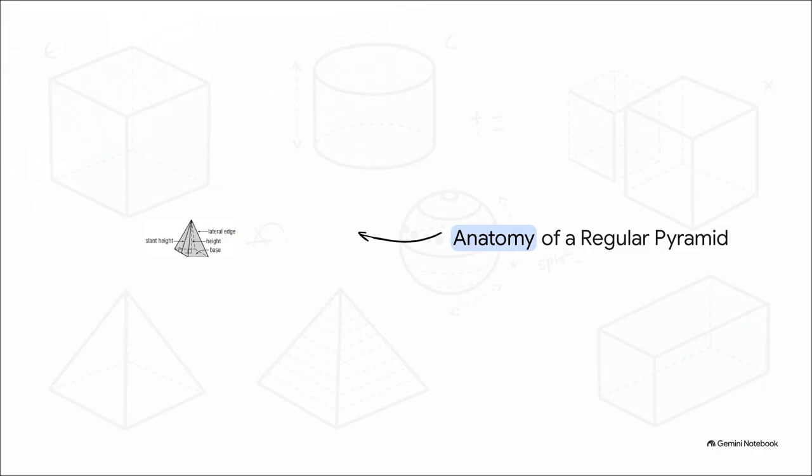But here's the tricky part. You've got 2 entirely different heights to worry about. The altitude, or regular height, drops straight down from the vertex to the exact dead center of the base. It goes right through the empty space inside. But the slant height? That's the measurement running right down the actual physical side of one of those triangular faces. Keeping those 2 straight is absolutely crucial.